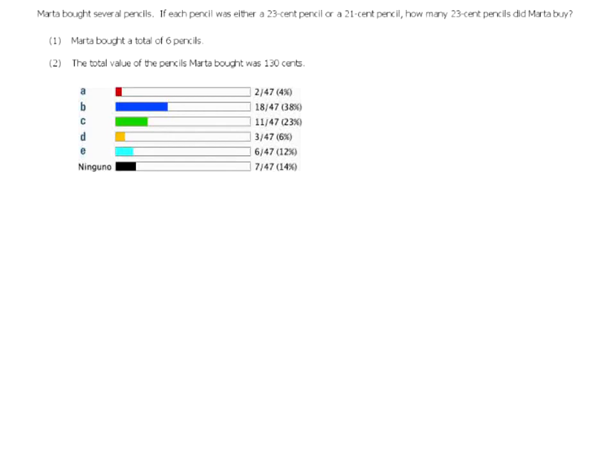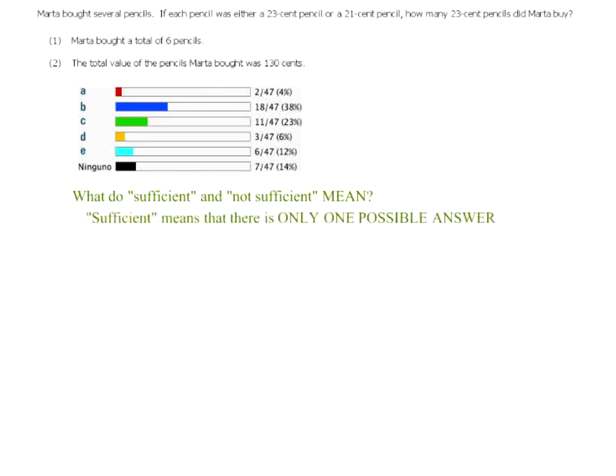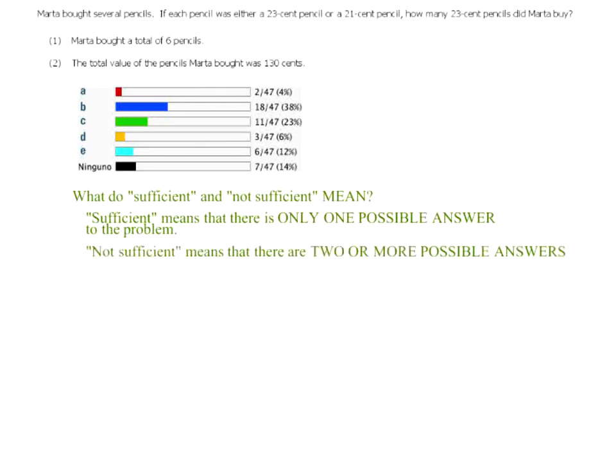But let's talk about what data sufficiency is on a very ground level here, and we'll see what this testing cases thing is all about. I mean, this looks like a stupid question, but let's make sure we get this on the ground. What exactly is data sufficiency? What do sufficient and not sufficient mean? So make sure you guys remember this. Sufficient means that there is only one possible answer to the problem. And not sufficient or insufficient means that there are 2 or more possible answers.